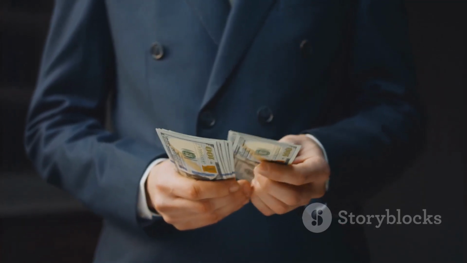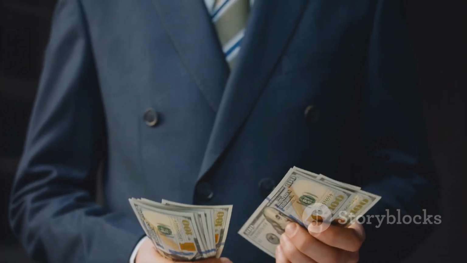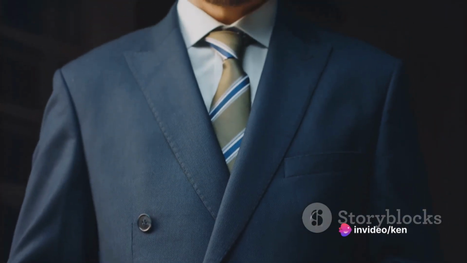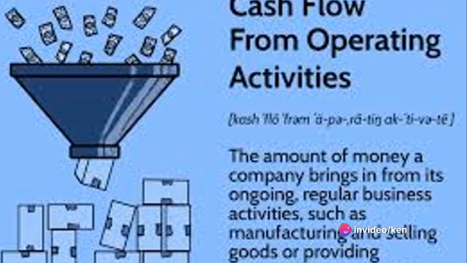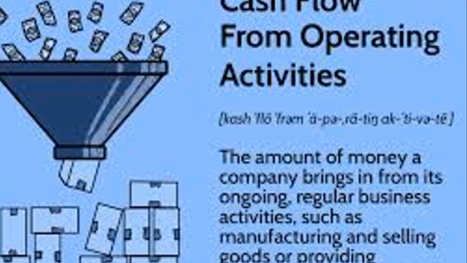Now, the cash flow statement is divided into three parts: operating activities, investing activities, and financing activities. Each of these sections tells a different part of the company's cash story, so let's break them down.